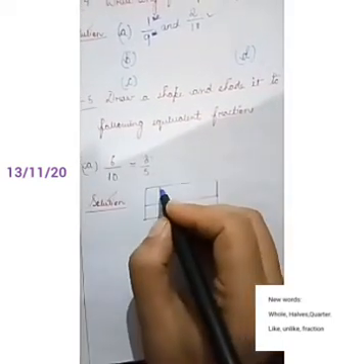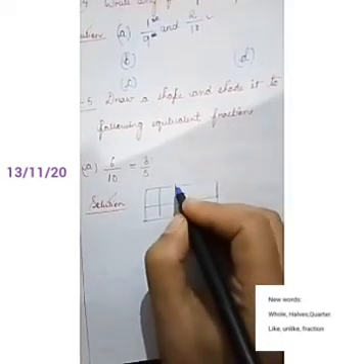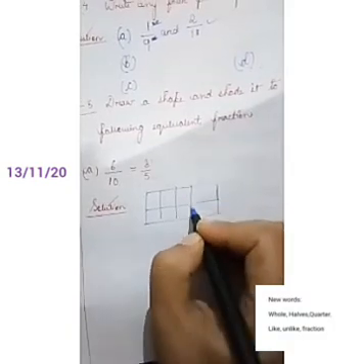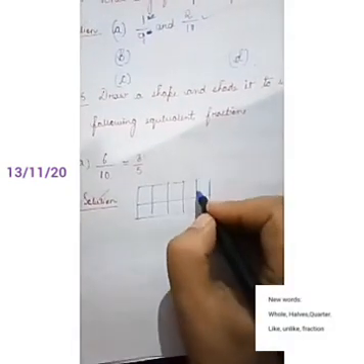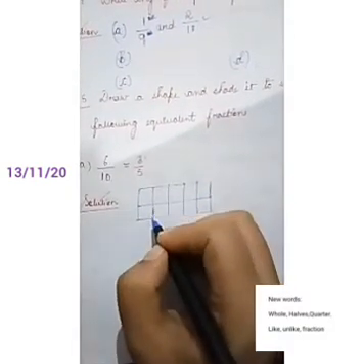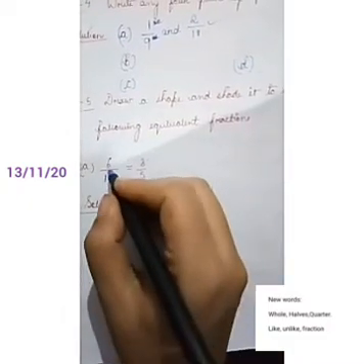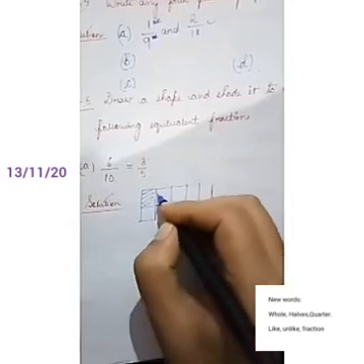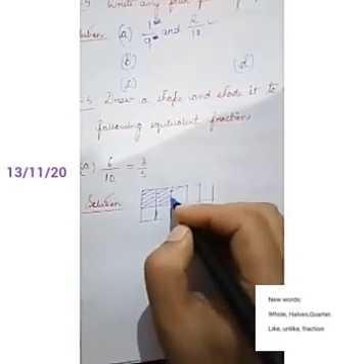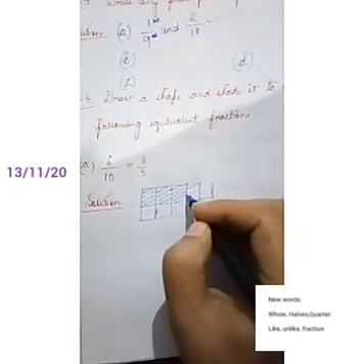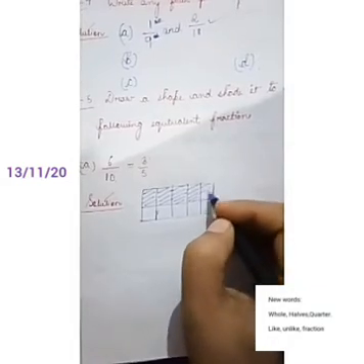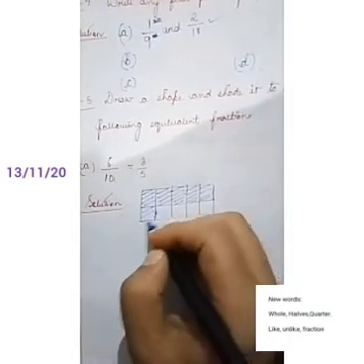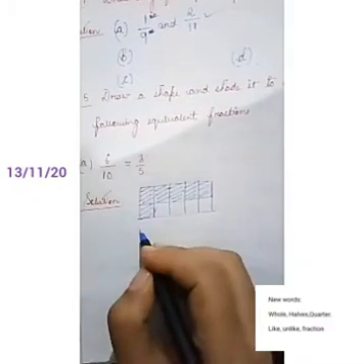10 equal parts. 1, 2, 3, 4, 5 ... 10 equal parts. Okay. Now out of 10, how many parts do I have to shade? 6. I'll shade 6 parts. 1, 2, 3, 4, 5 and 6. 6 parts are shaded.